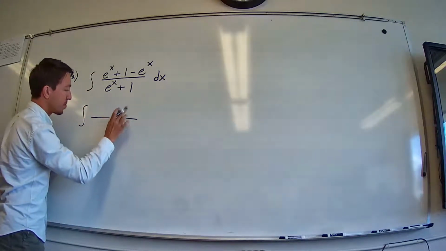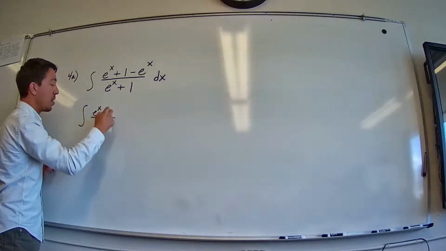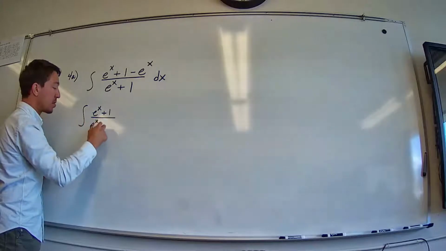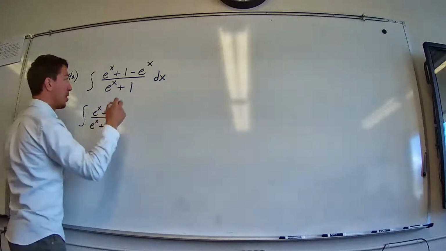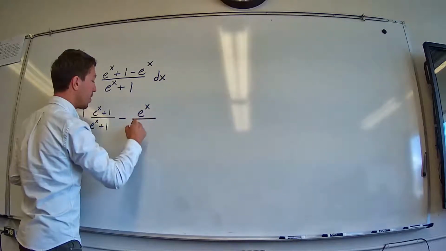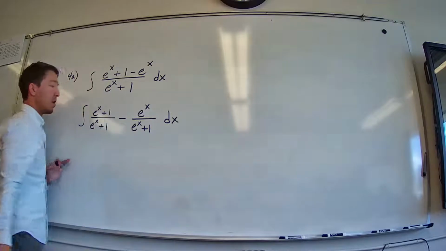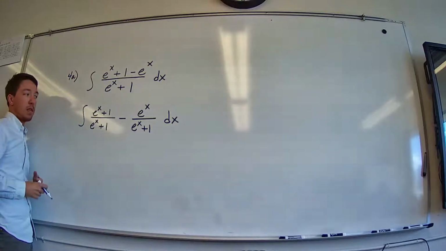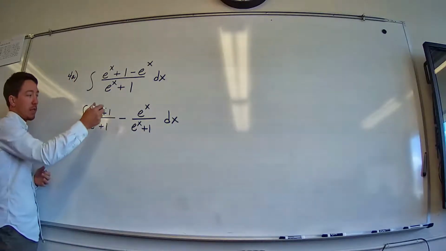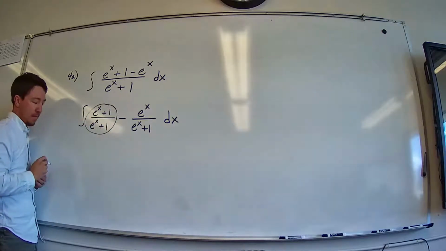Kind of defeated the purpose. What else would I do with it? So I've got now e to the x plus 1 over e to the x plus 1. That'll work out nicely. Minus e to the x over. Does that make sense? Yes. Now, what's the integral of that going to be?